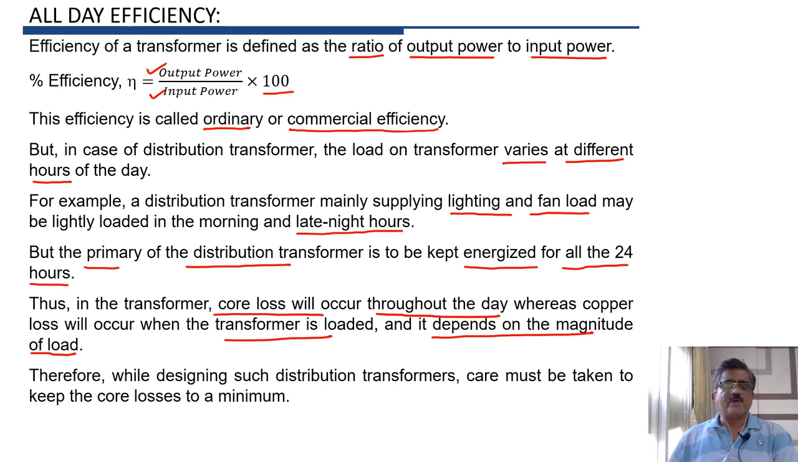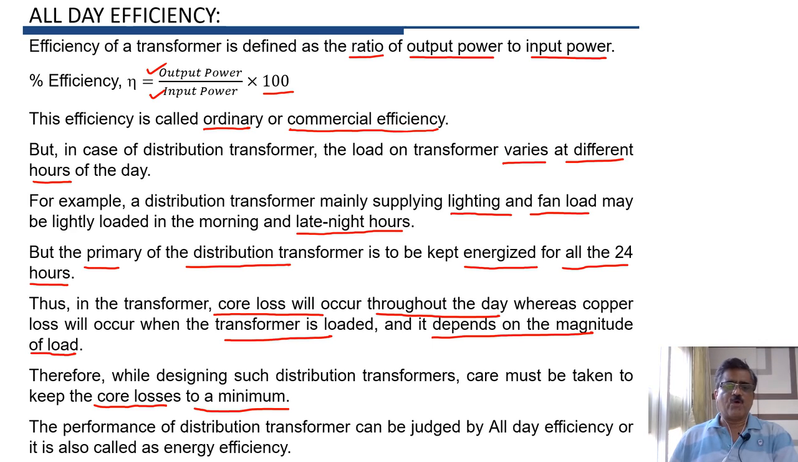And therefore while designing such distribution transformers we have to take care that the core loss must be minimum, otherwise it will affect the overall efficiency of transformer. So while designing distribution transformers care must be taken to keep the core losses to a minimum, and that is why in case of distribution transformer we cannot judge its performance by ordinary efficiency or commercial efficiency.